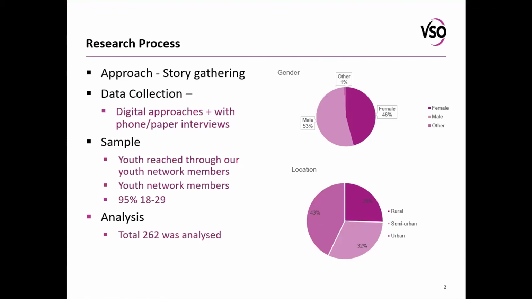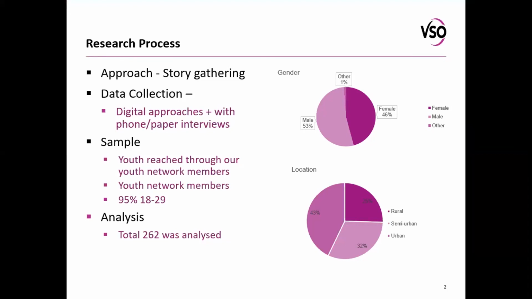As you can see, the approach we used in this research was a story gathering approach. Youth were asked to narrate their responses freely to allow them to express their views. We used online tools to collect the data and complemented it with phone interviews or paper-based responses wherever the situation was too difficult to allow digital means. We had a fair representation in terms of gender, a little bit larger for boys. And we did cover rural, semi-urban, and urban communities, which also reflects our reach in programming.